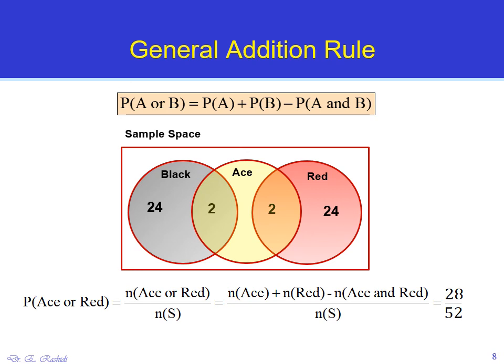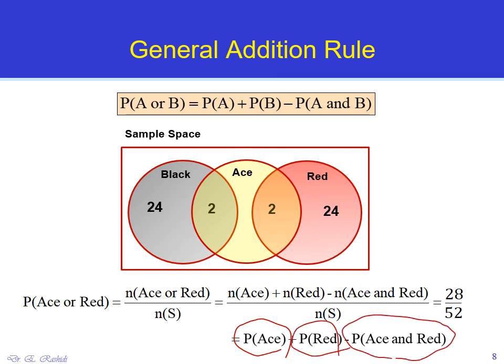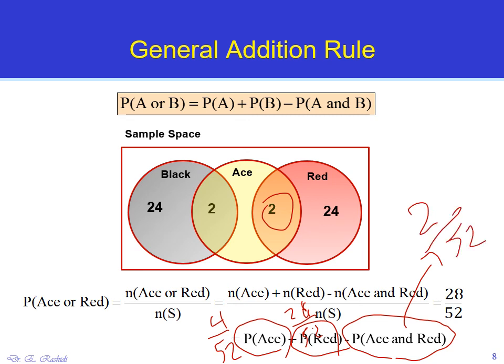But according to our new formula, the general addition rule, we can also find the probability. The probability of ace or red is equal to the probability of ace plus the probability of red minus the probability of ace and red. What is the probability of ace? That's 4 out of 52. What is the probability of red? 26 out of 52. What is the probability of ace and red? For ace and red, we have 2 out of 52. Which is going to be 28 out of 52.